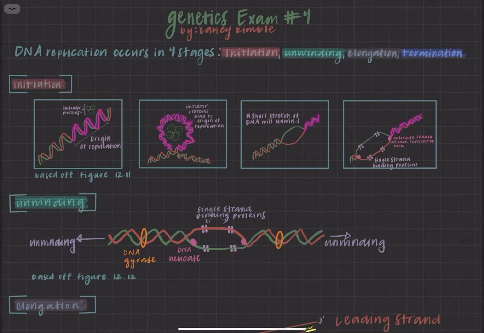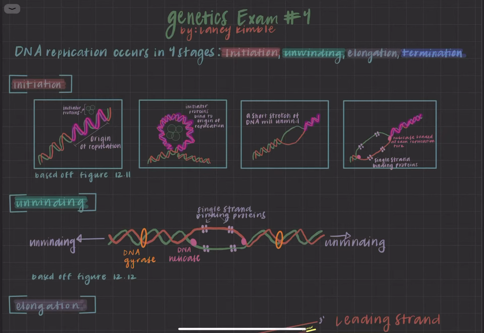Enzymes and proteins help to unwind DNA, the first being DNA helicase, which breaks the hydrogen bonds that exist between the bases of the 2 DNA strands. Next, single-strand binding proteins tightly attach to the exposed single-stranded DNA, helping to provide stability and prevent the formation of secondary structures such as hairpins, which may interfere with DNA replication.